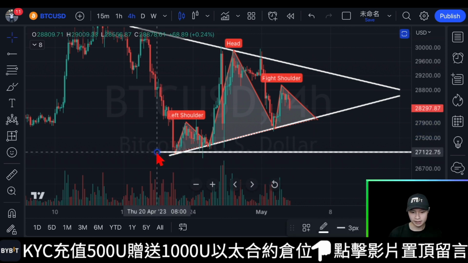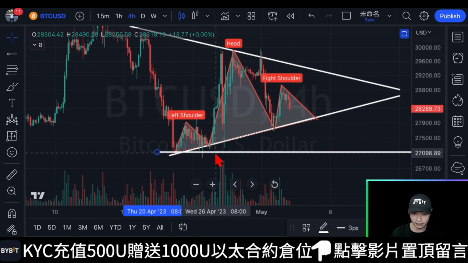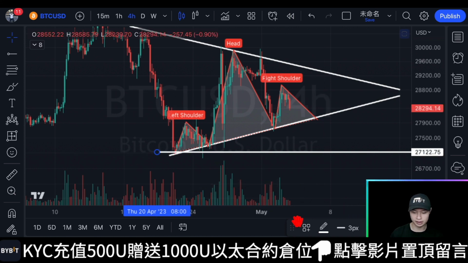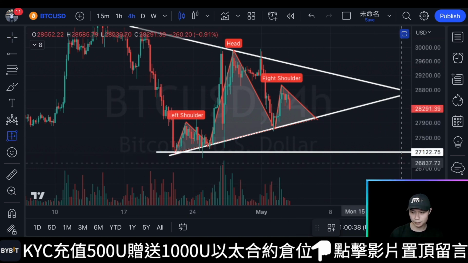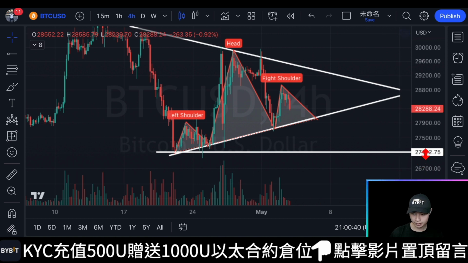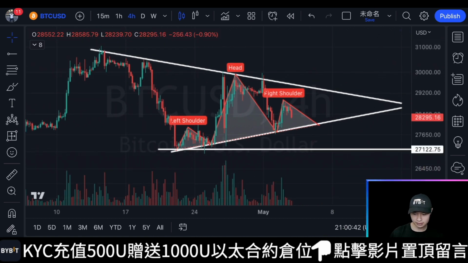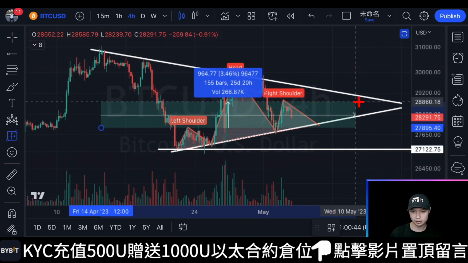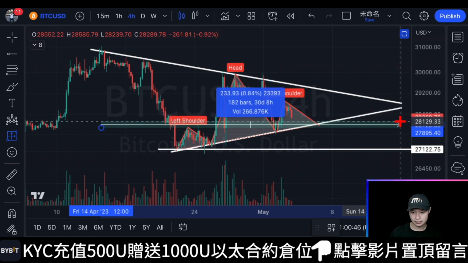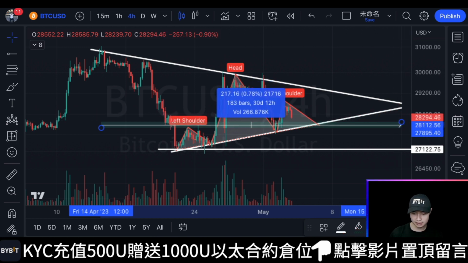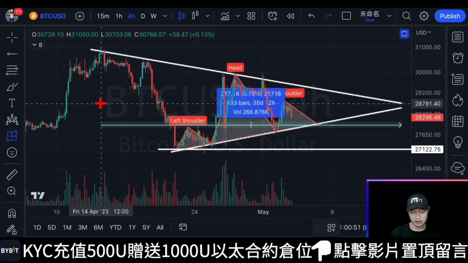If the support level of 27,000 is broken, then I believe that the current small bull market may come to an end. However, the support level of 27,000 must be broken first. The support level of 27,000 is at the bottom of the pattern. Let's see how Bitcoin reacts when it tests this level. If the BTC price can reach 27,000. If it can't reach here, we can wait and see what direction it takes.